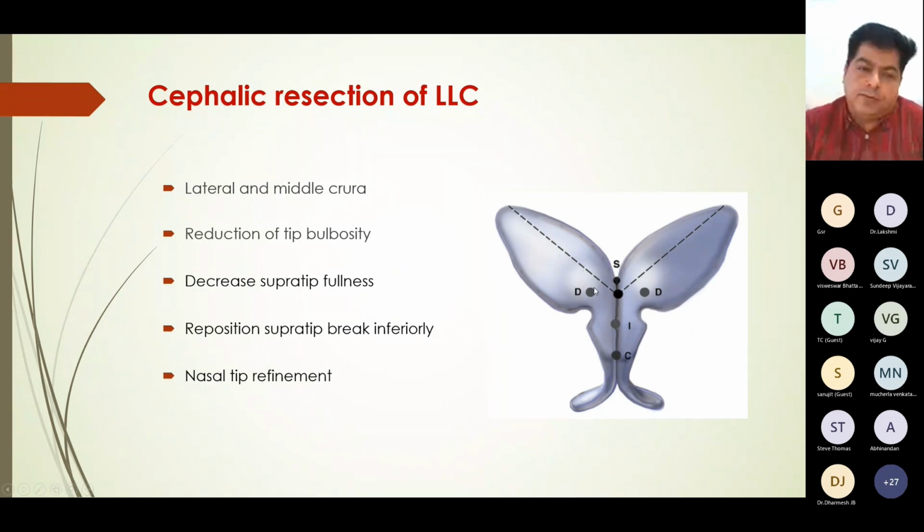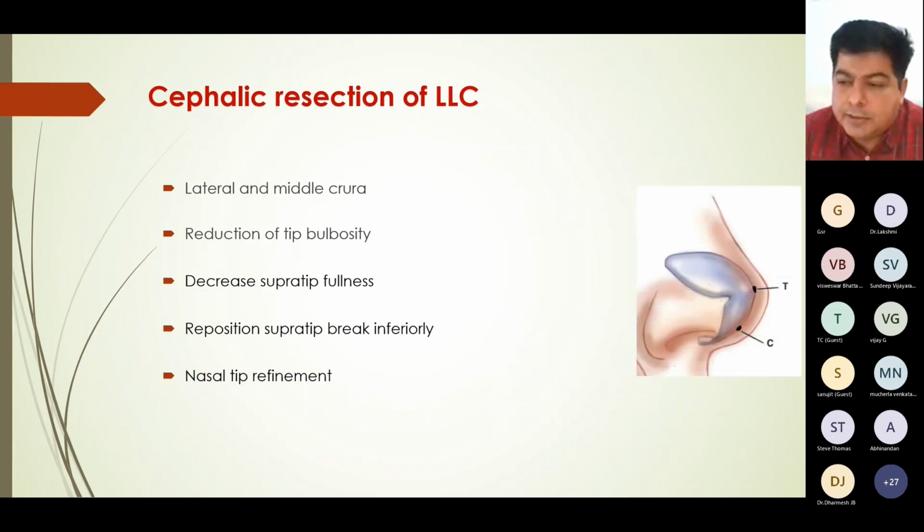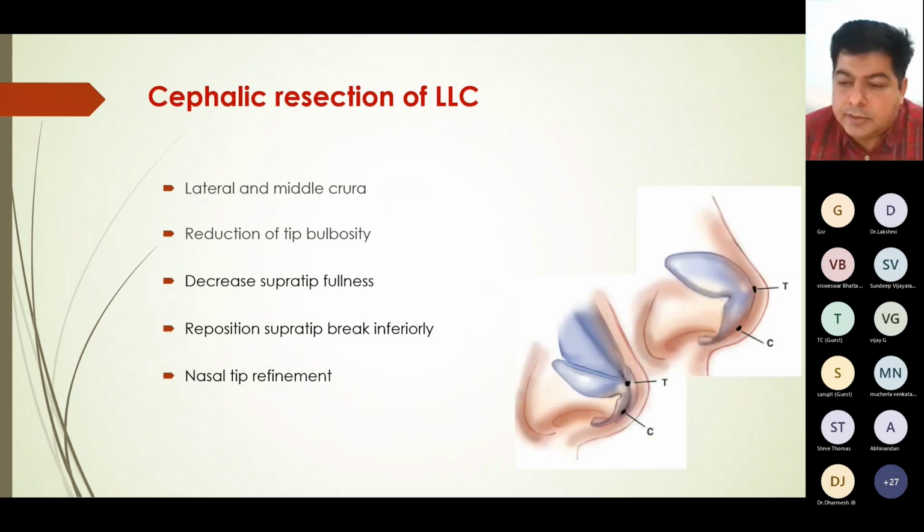So when you have a bulbous tip, the lower lateral cartilage will be very large. So in case you do cephalic resection of the lower lateral cartilage along this line, the supratip breakpoint comes down. So the supratip breakpoint is put a bit inferiorly, something like this. So the tip now becomes more aesthetic. That is what is considered desirable in most of the ethnicities, a smaller and a well-defined nose. So this is one of the common methods which is used, cephalic resection of lower lateral cartilages, to refine the tip.